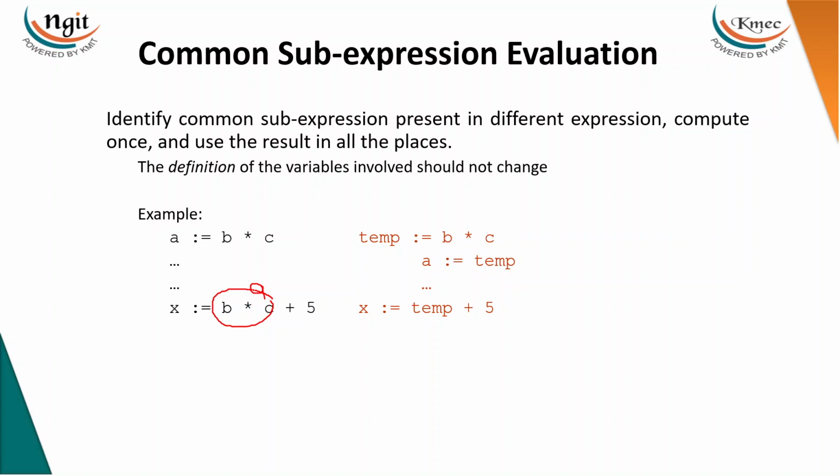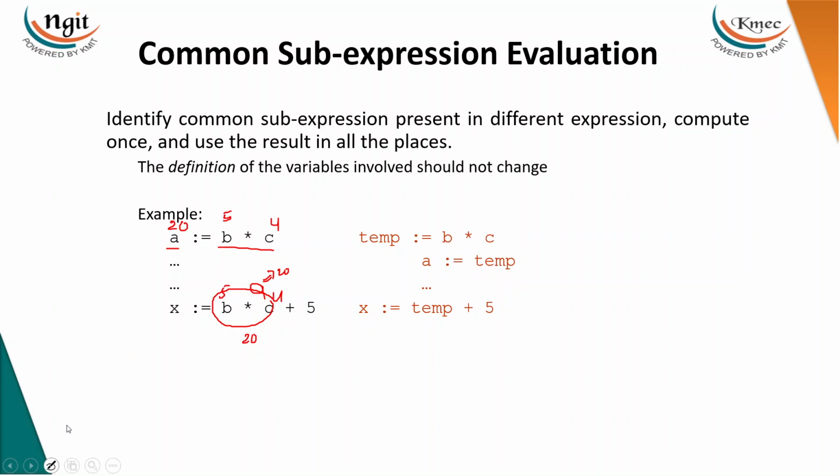But what is the problem with this? For example, you have B star C here, and we have A. Assume B is 5 and C is 4. What is the value of A here? 20. With the same 5 and 4, B star C is nothing but 20 only. Instead of B star C, if we write A, then the A value is also 20 only. So the X value remains unchanged.